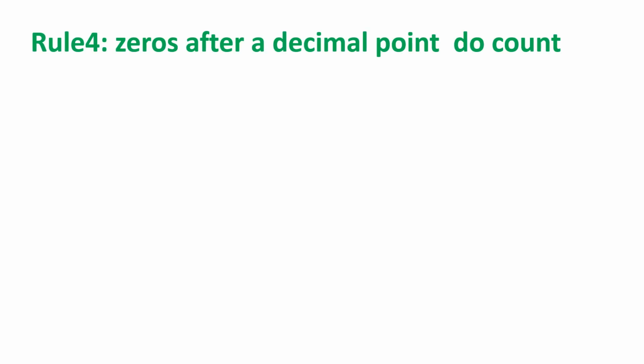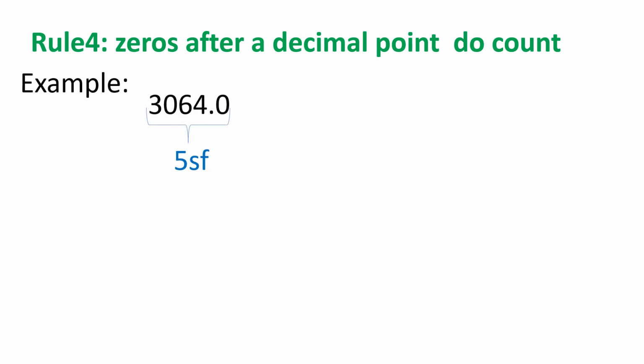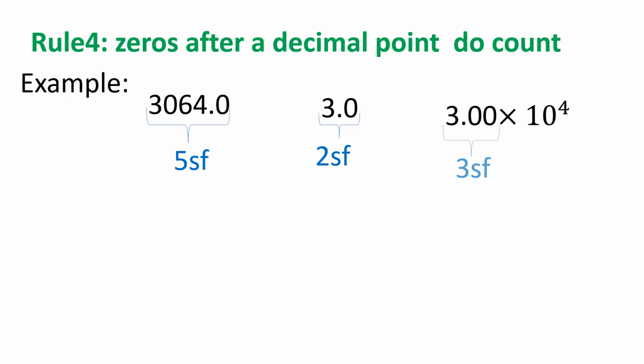The last rule, Rule 4. Zeros after a decimal point do count. For example, 3064.0 has five significant figures. 3.0 has two significant figures. 3.00 times 10 raised to the power 4 has three significant figures.